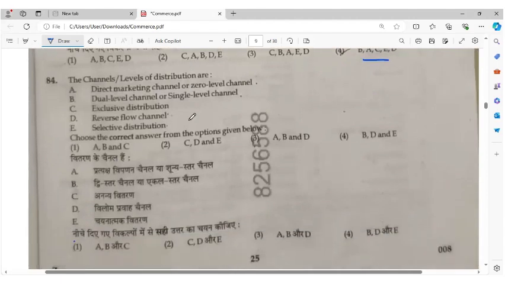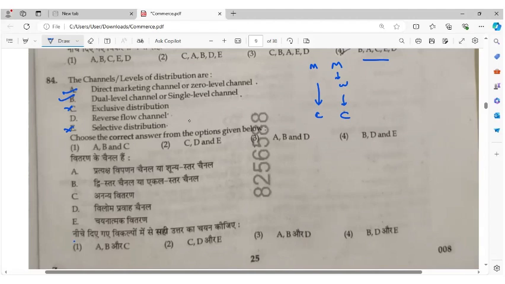Okay, the next question, number 84, the channel level of the distribution. Which is a channel level of the distribution? A direct marketing channel is zero level distribution, from the manufacturer directly to the consumer. So this is zero level, there is no intermediary. Then the dual level: the manufacturer to the wholesaler, and after that the consumer. Exclusive distribution is not given here, and selective distribution does not come under this either, so we can eliminate these two. And the reverse flow channel is also available, from the consumer to the manufacturer.